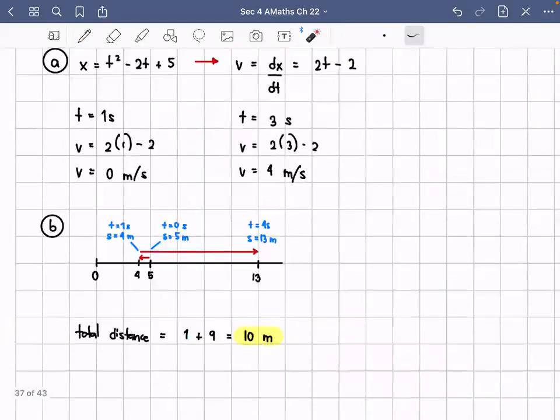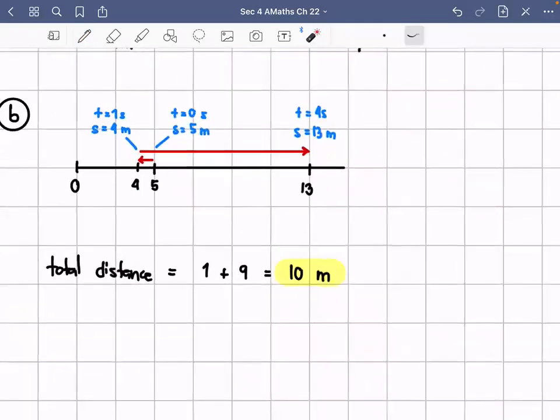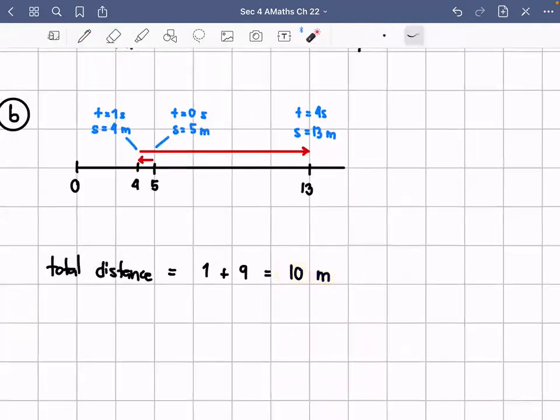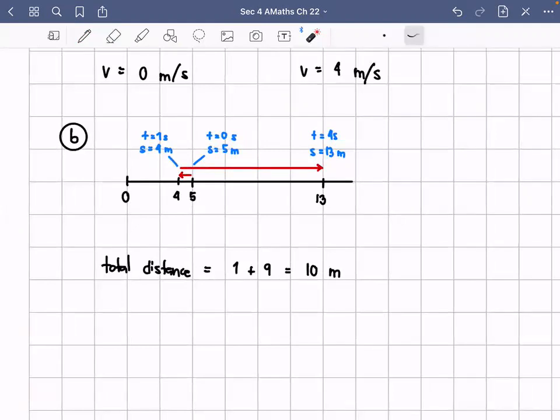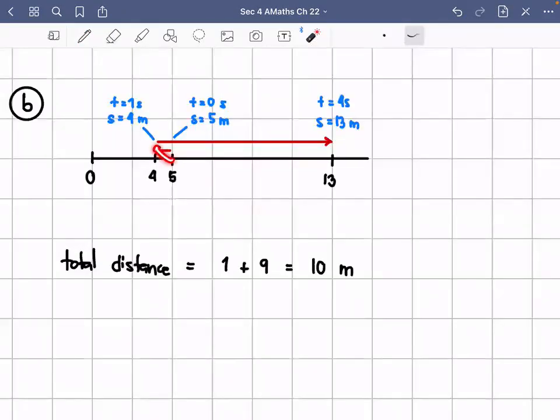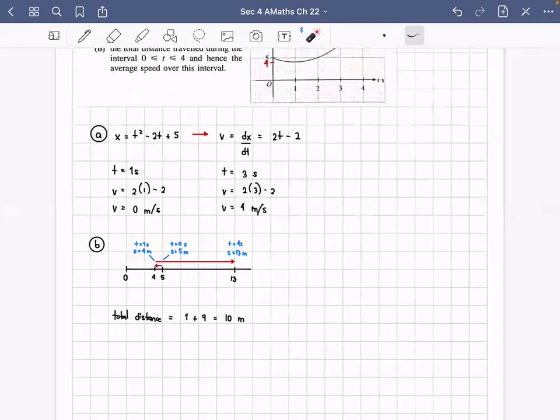So to get the average speed, you need to get the total distance, right? So the total distance is 10 meters. How do we show that again? Now, if I'm going to show that in a straight line, your curve started at 5, right? And then it went down 1 meter, and then it goes up again until 13, right? So this is the whole distance. So from 5 down to 4, and then going up to 13. So that's 10 meters.